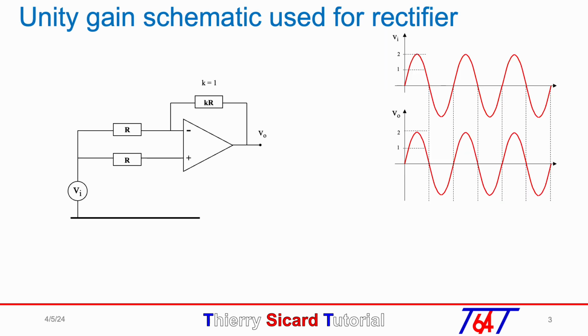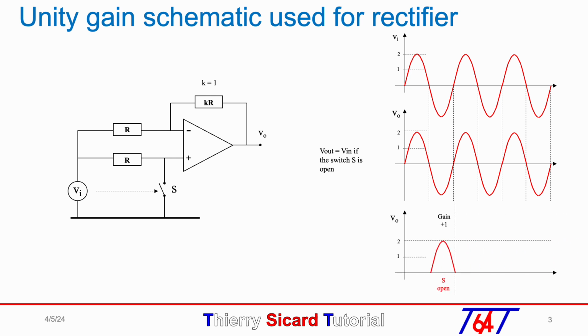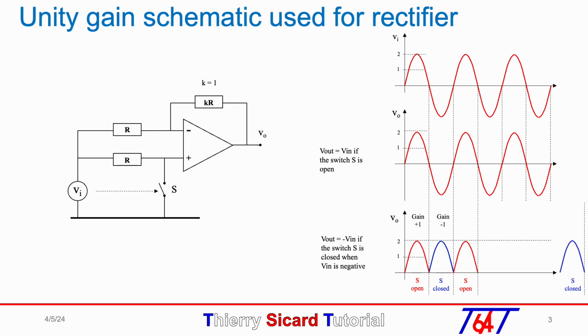This specific unity gain schematic has a gain of 1 even if k equals 1. By adding a switch S between the non-inverting input and ground, this specific unity gain schematic becomes an inverter of gain minus 1. So, if the switch S is closed when Vin is negative, we can transform this schematic into a rectifier.